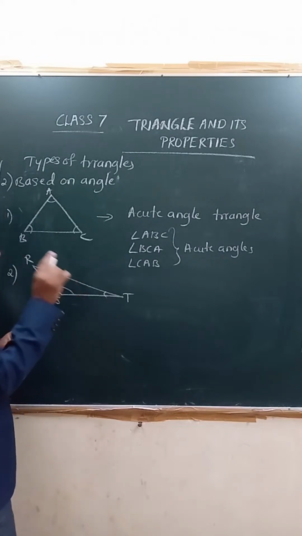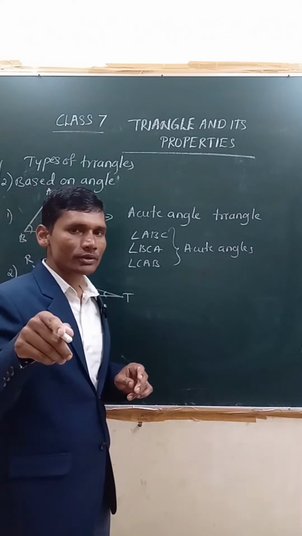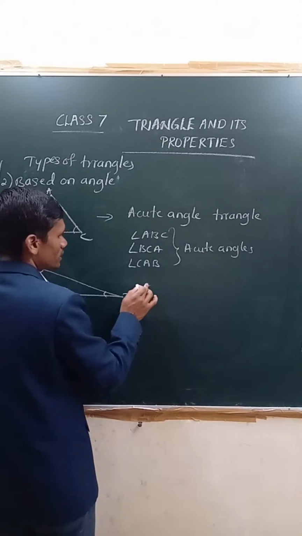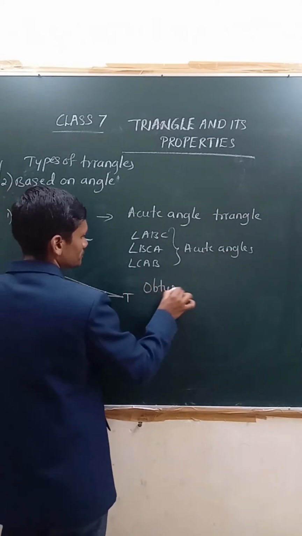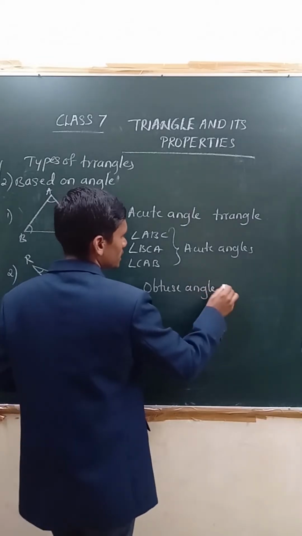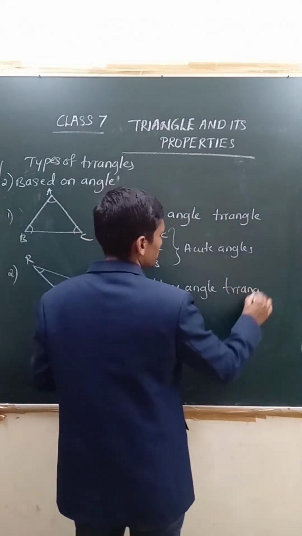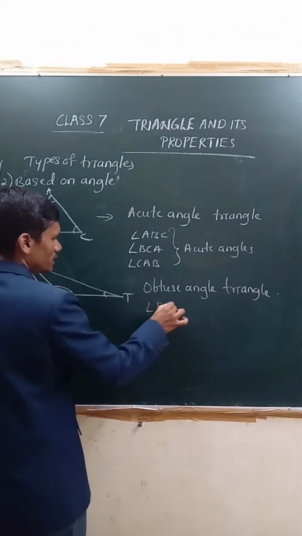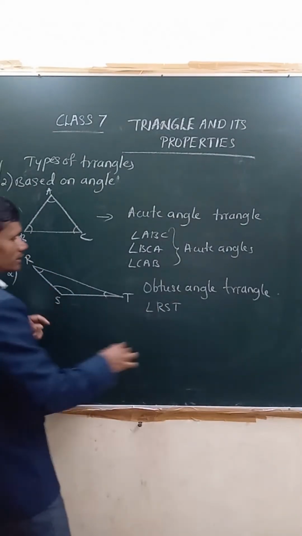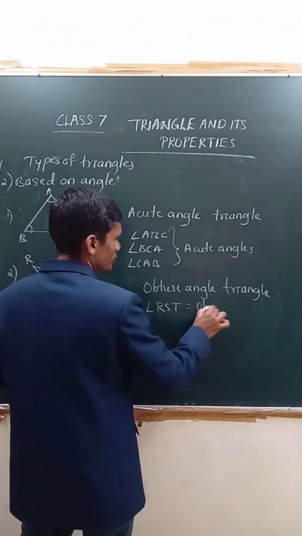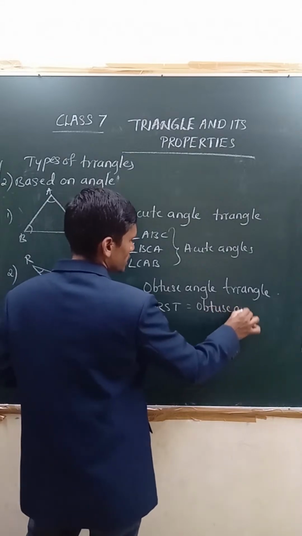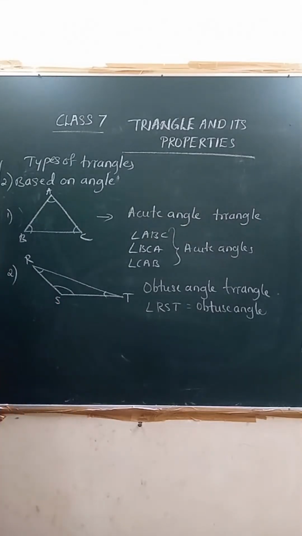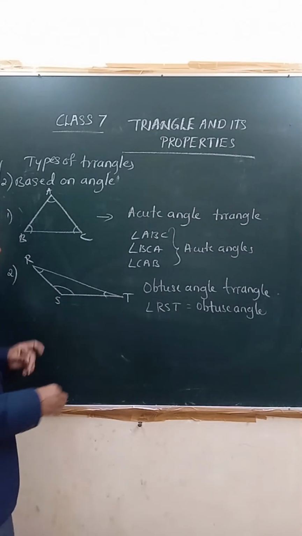If one of the angles in a triangle is obtuse, then such a type of triangle is called what? Obtuse angle triangle. So we can call this an obtuse angle triangle, right? How simple it is, you see. If you take here R, angle RST, this angle is an obtuse angle. That is why we can call this type of triangle an obtuse angle triangle, right? The other two will be acute, of course.